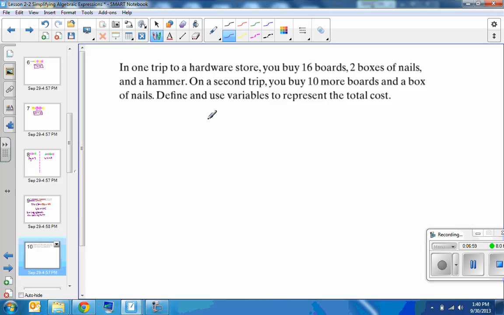In one trip to a hardware store, you buy 16 boards, 2 boxes of nails, and a hammer. On a second trip, you buy 10 more boards and a box of nails. Define and use variables to represent the total cost. So just like we did before, write out our expression and then simplify.